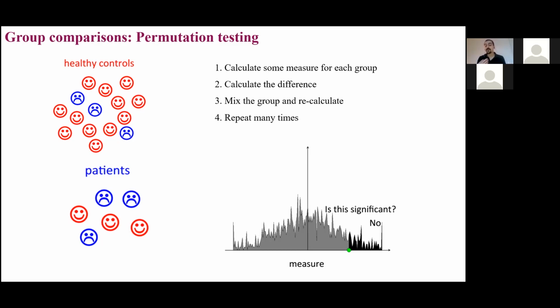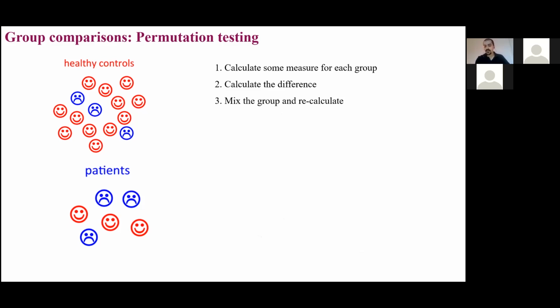You repeat this many times and you get a given distribution of these differences, and each point in the distribution corresponds to a single instance of a permutation. So if you have a situation like this, this would imply that the p-value is very high, due to this black region here having a substantial number of measurements. You would conclude that whatever you observed, it's not significant.